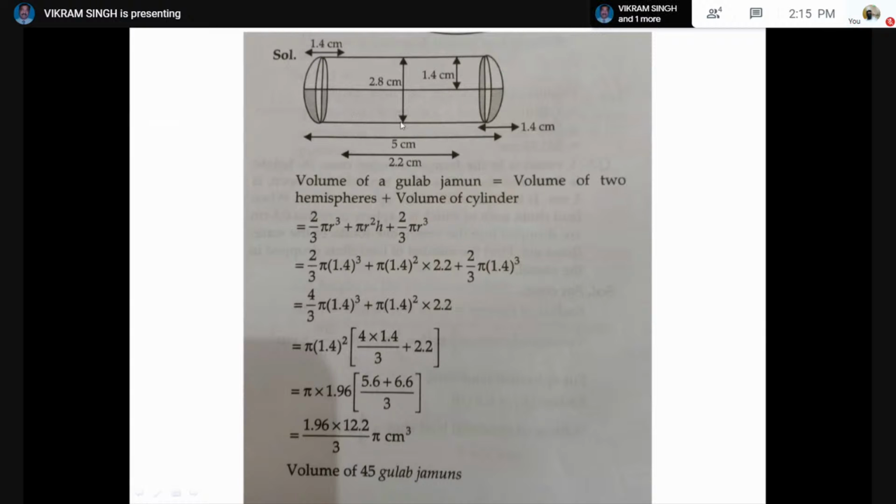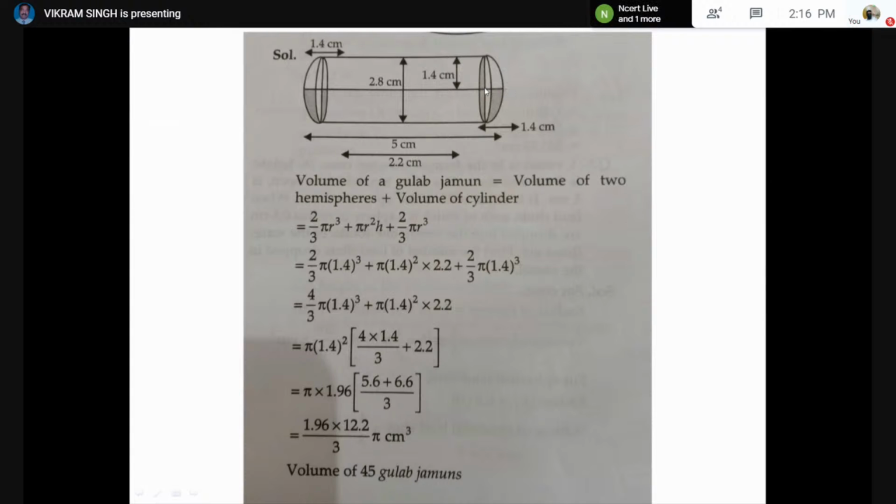The total height of the gulab jamun is given as 5 centimeter, and the radius of this part is 1.4. This 1.4 is coming from the half of this diameter. Diameter was 2.8. So after taking its half, it is 1.4. The same will be 1.4, and this part also will be the same length, 1.4 centimeter. This is 1.4. Again on this side, this is 1.4.